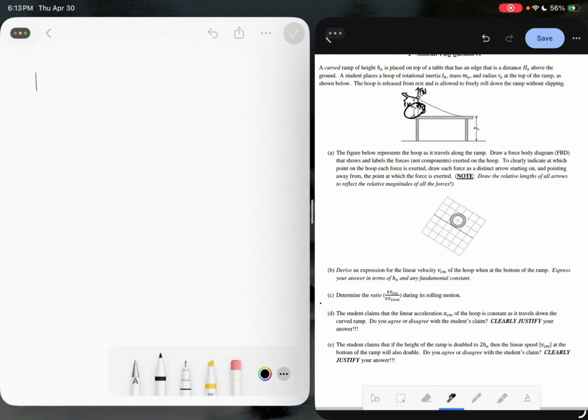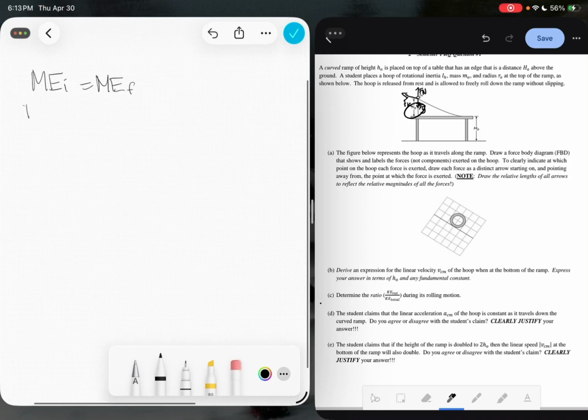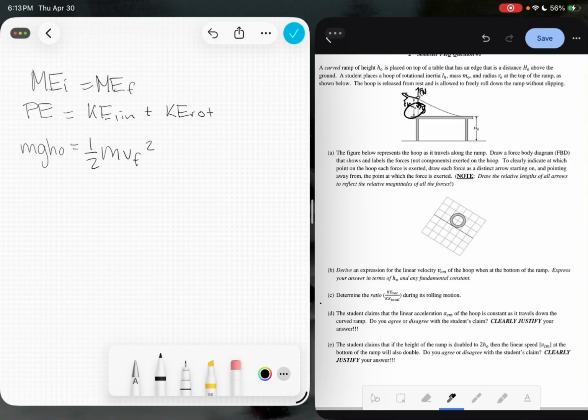For part B, I'm gonna start with MEI equals MEF. And for MEI, there's a height, so there's PE. And it's starting from rest, so there's no KE. And for MEF, there's KE linear and KE rod. And for PE, it's MGH naught, because that's the height in the beginning. And for KE linear, it's 1/2 MVF squared plus 1/2 I omega squared.